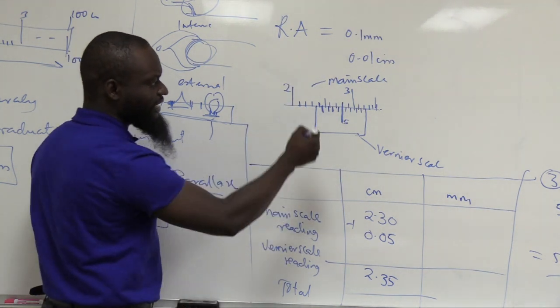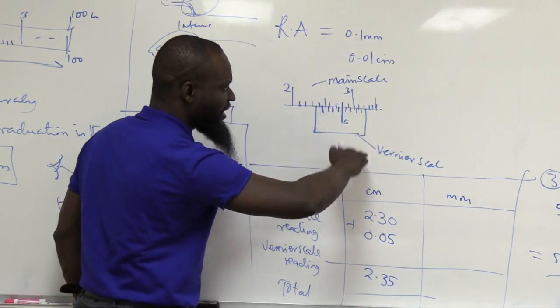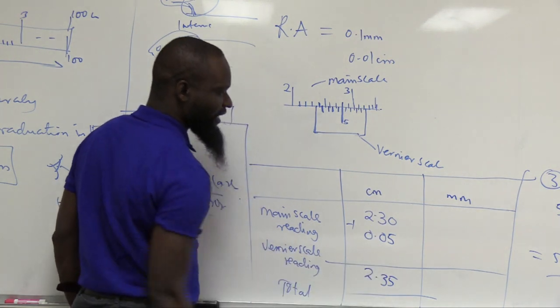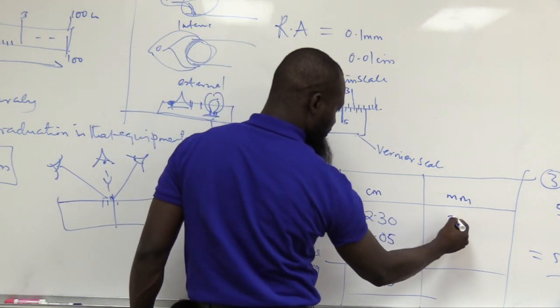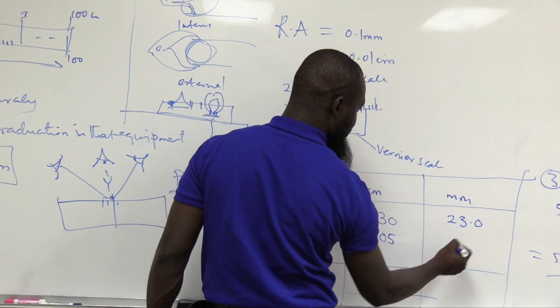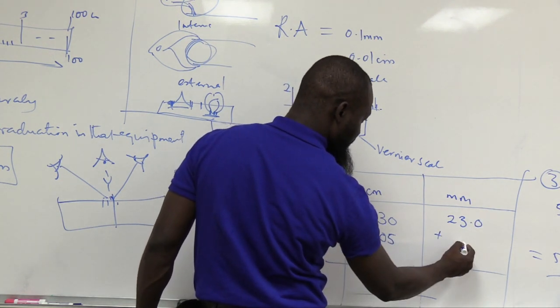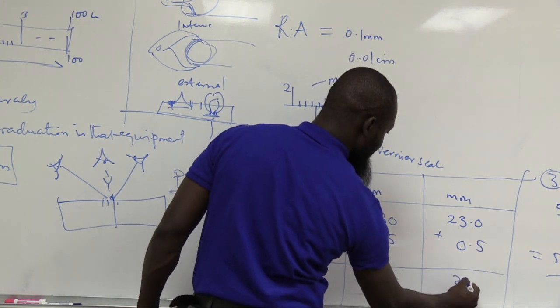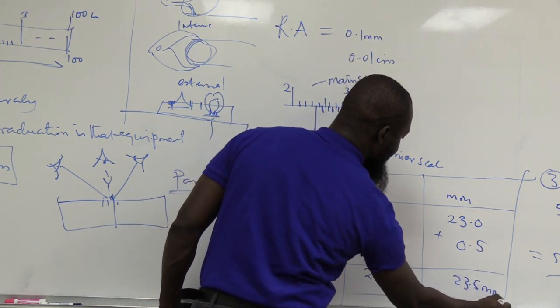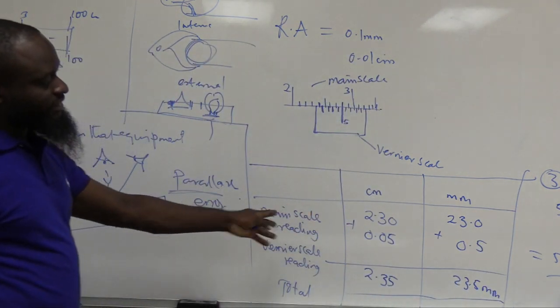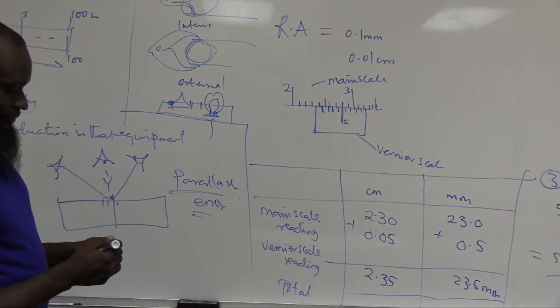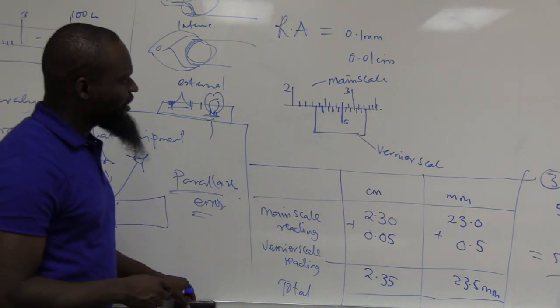Whichever line it intersects with is the one you add. So in millimeters, this will be 23.0 plus 0.5, so this is 23.5 millimeters. You can always go from centimeters to millimeters. That is a Vernier caliper and how it works.